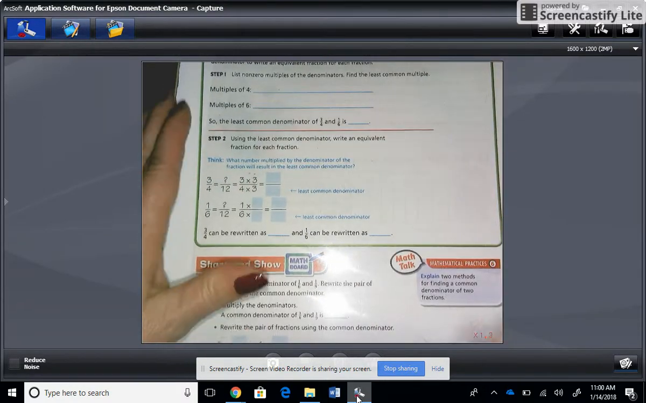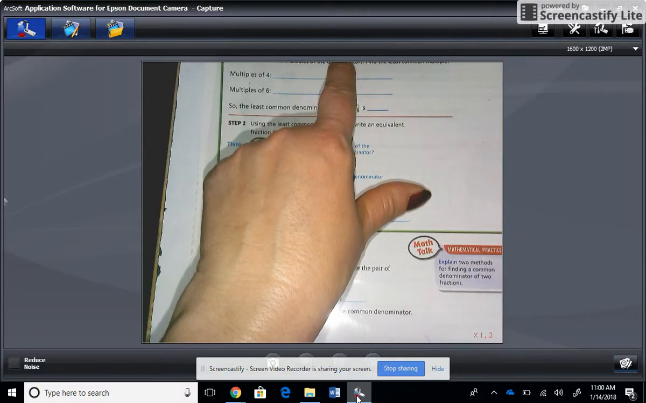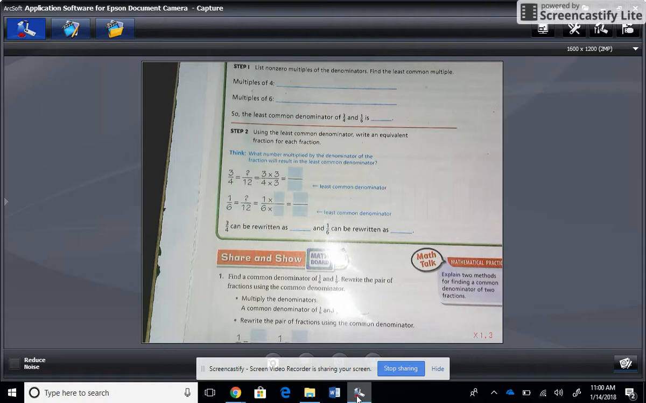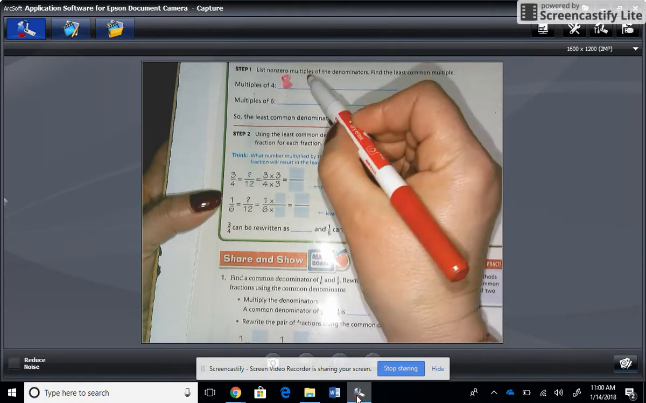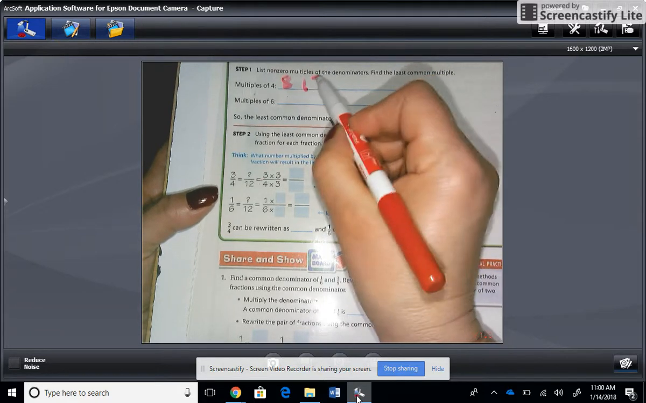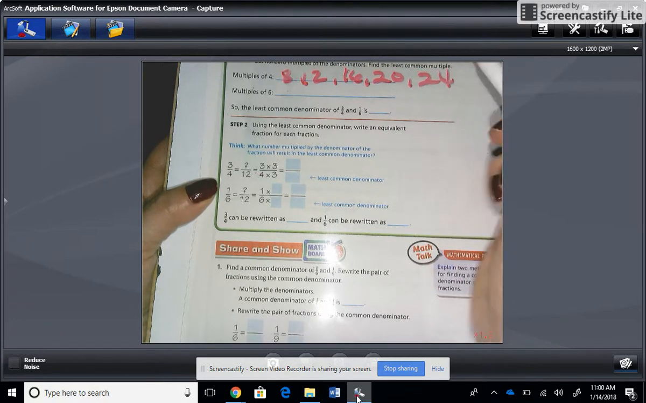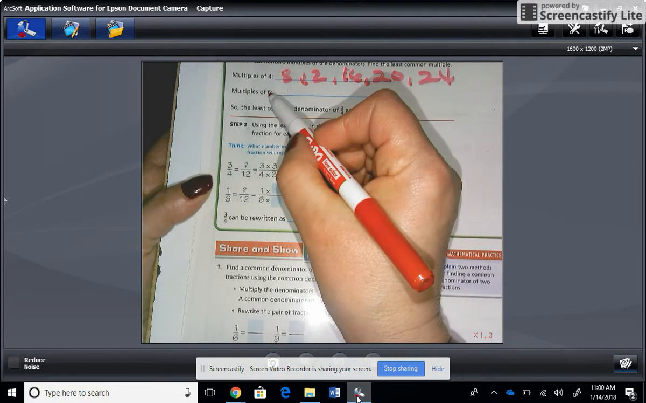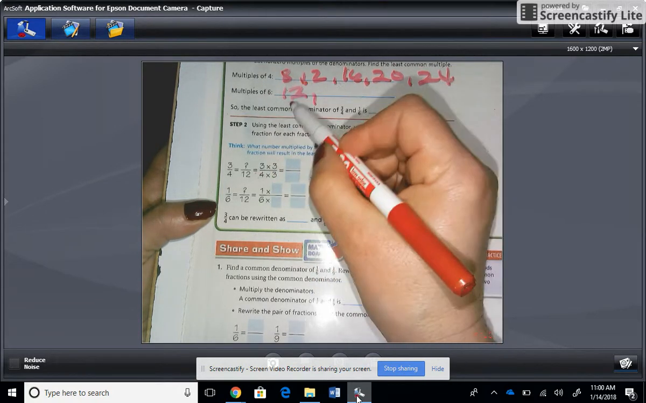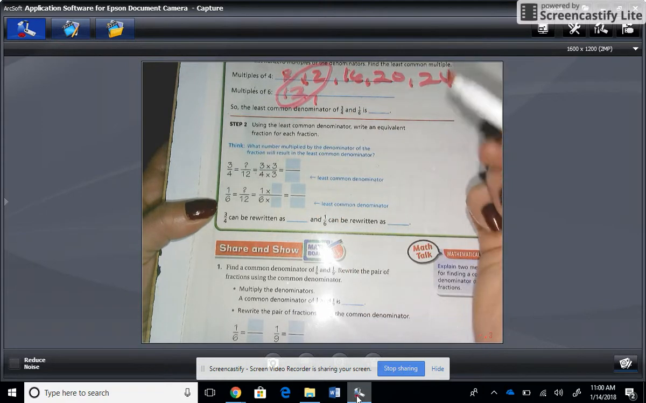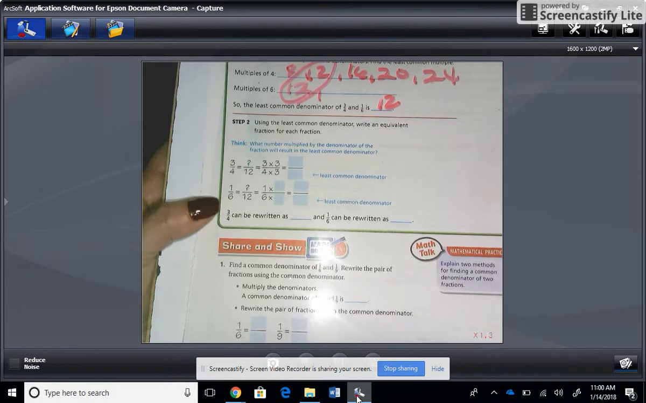All right. So we are going to find the least common denominator for these two fractions. So remember, the first thing we do is the multiples of 4: 4, 8, 12, 16, 20, 24. I'm not going any further. Let's do these of 6: 6, 12. I don't have to go any further because I now have found a least common denominator. So the least common denominator of this is 12.